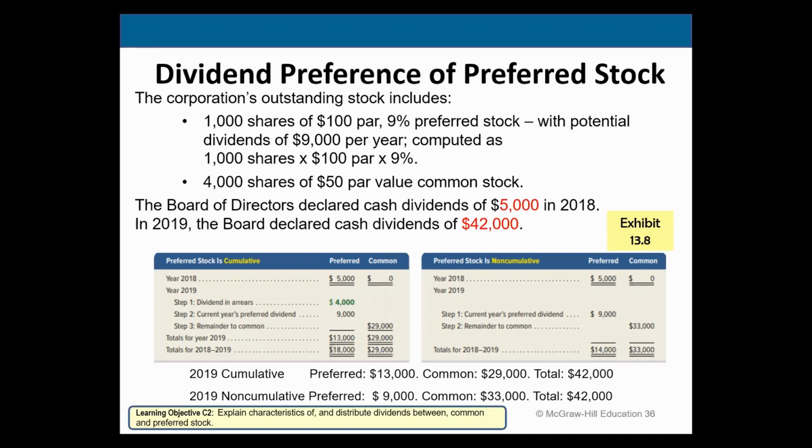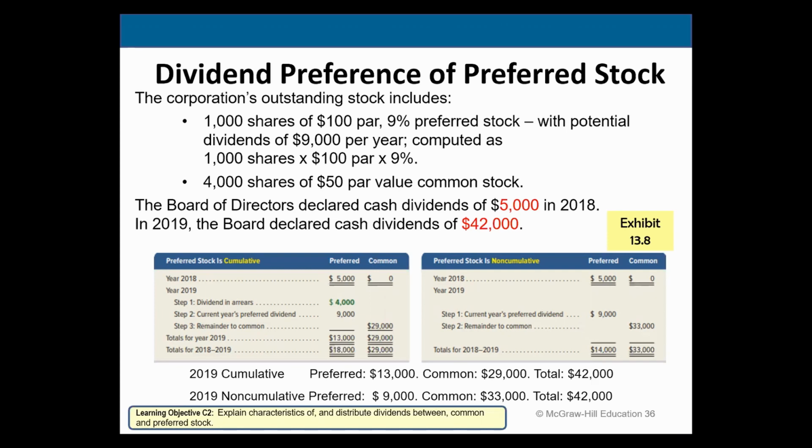To illustrate the difference between cumulative and non-cumulative preferred stock, assume that a corporation's outstanding stock includes 1,000 shares of $100 par 9% preferred stock yielding $9,000 per year. So that would be 1,000 shares multiplied by $100 par multiplied by 9% in potential dividends, and 4,000 shares of $50 par value common stock. During 2018, the first year of operations, the directors declare cash dividends of $5,000. In year 2019, they declare cash dividends of $42,000.